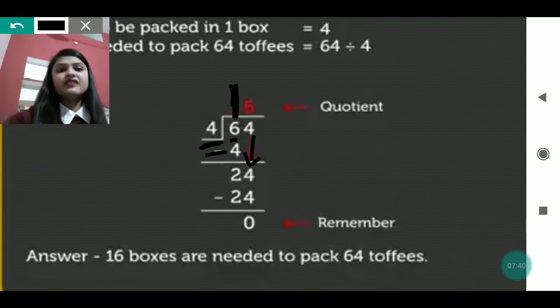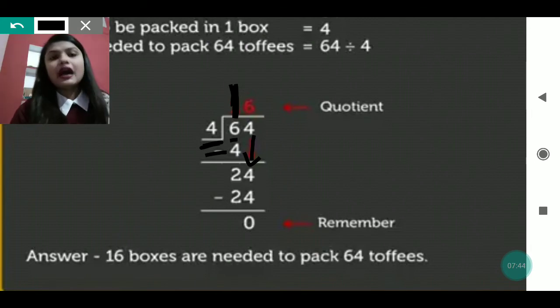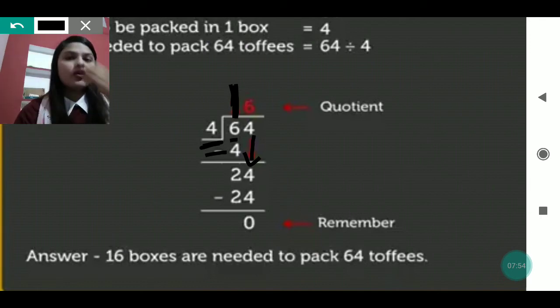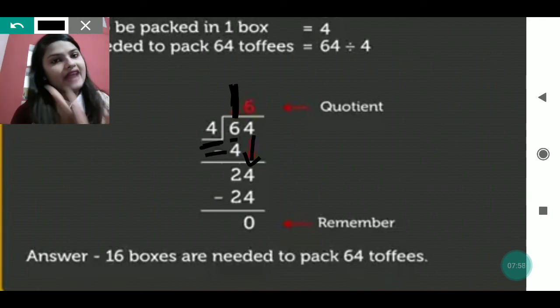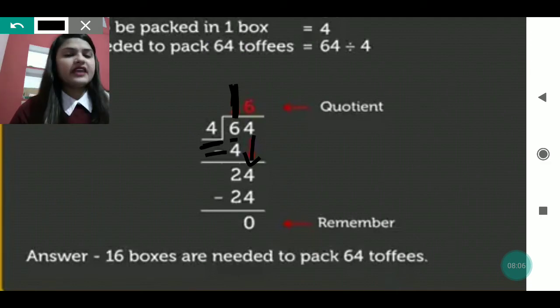Previously it was 2 only, but now it is 24. So now we have to read the table of 4, looking for 24 or less than 24. Okay, so let's read it. 4 ones are 4. When you read the table of 4 up to 6 times, you will get exactly 24. You can read it out.